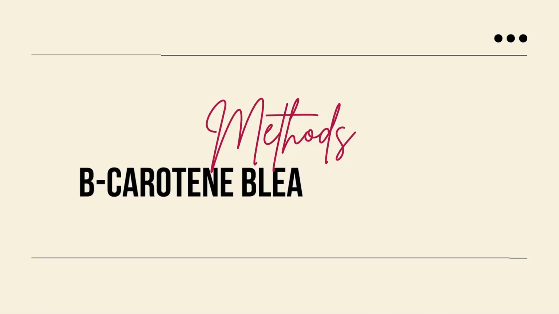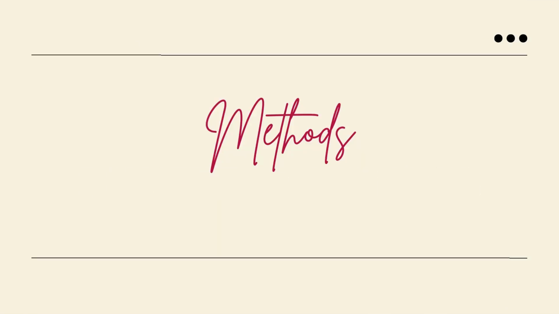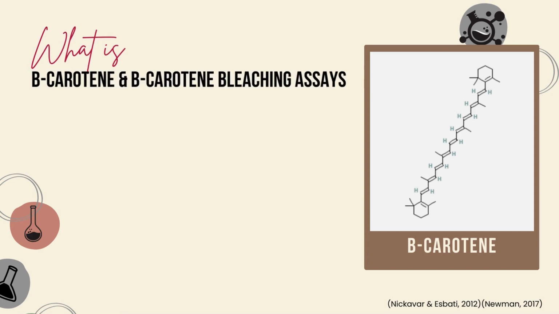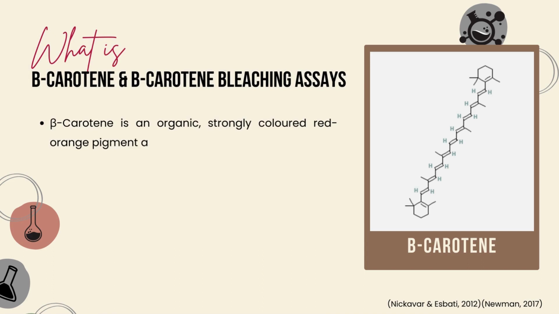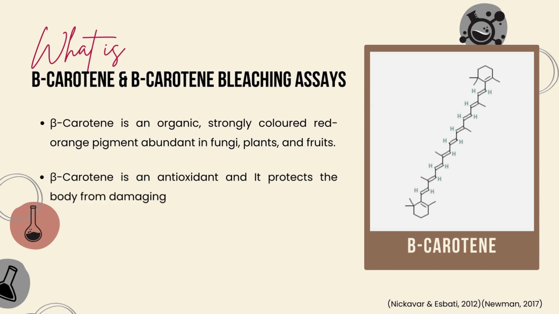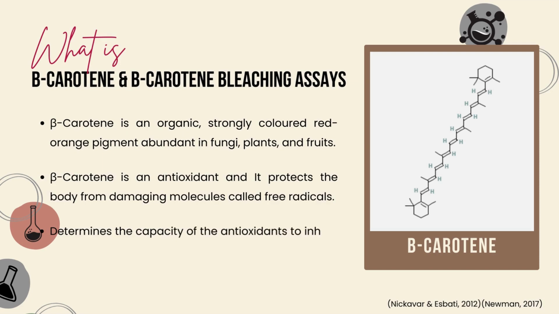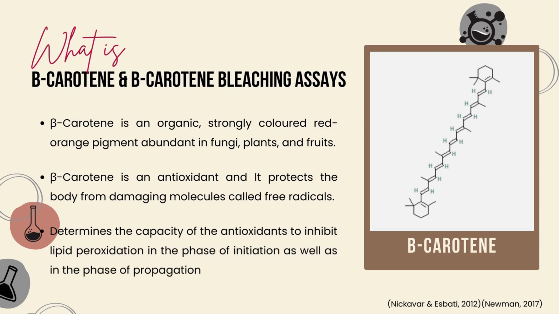The last method is beta-carotene bleaching assays. What is beta-carotene and beta-carotene bleaching assays? Beta-carotene is an organic strongly colored orange pigment abundant in fungi, plants, and fruit. Beta-carotene is an antioxidant and it protects the body from damaging molecules called free radicals. Beta-carotene bleaching assays determine the capacity of the antioxidant to inhibit lipid peroxidation in the phase of initiation as well as in the phase of propagation.